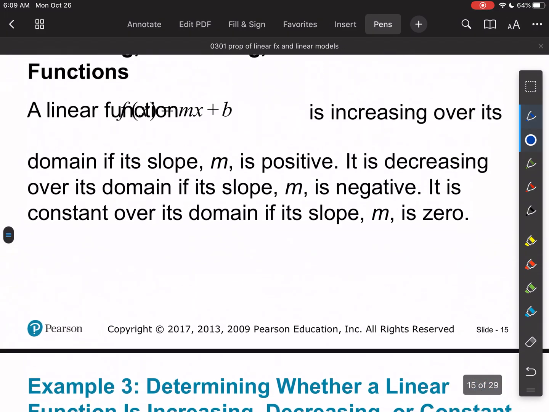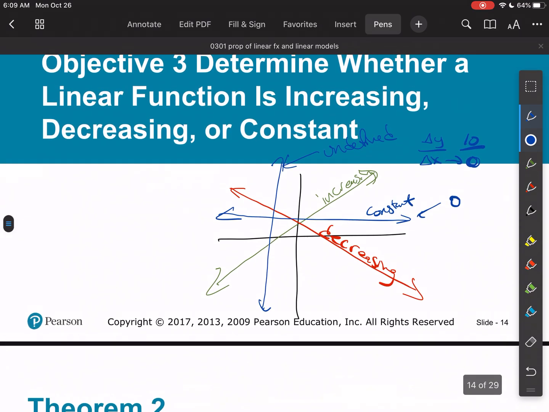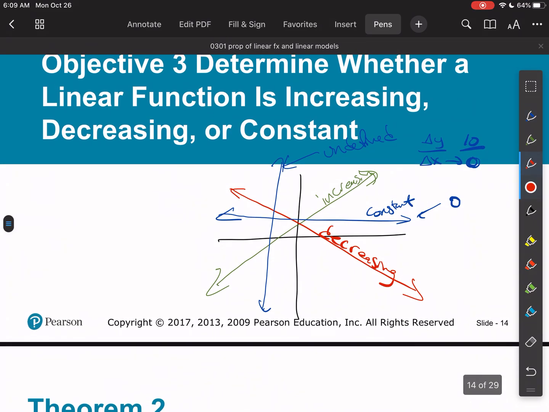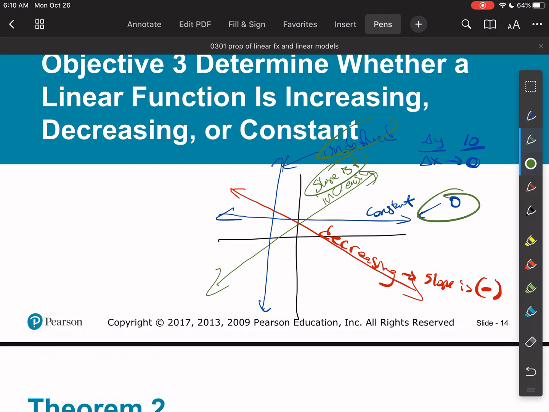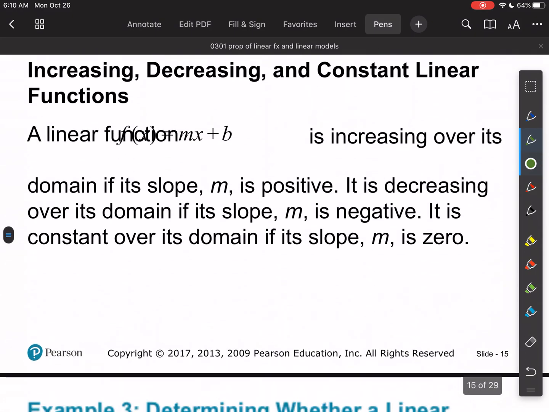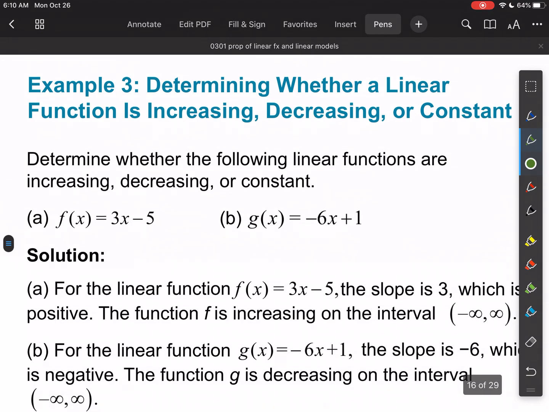Let's just cruise through. Algebraically, for decreasing, slope is negative. For increasing, slope is positive. For this one, slope is 0. For this one, slope is undefined.